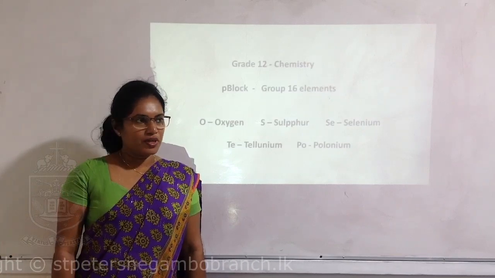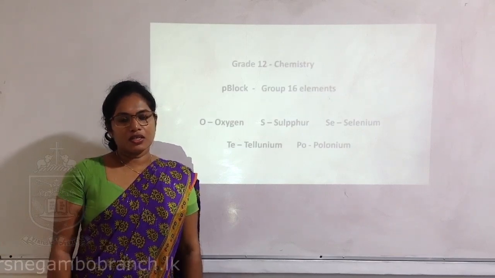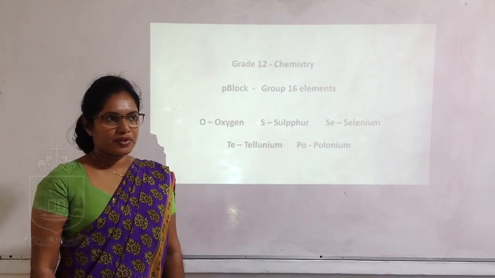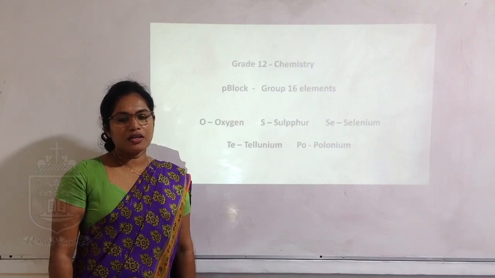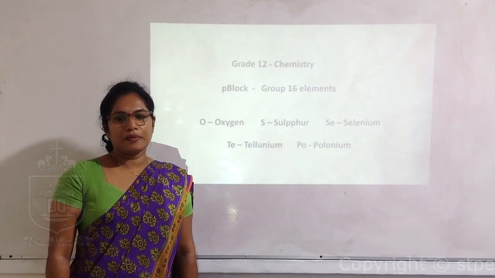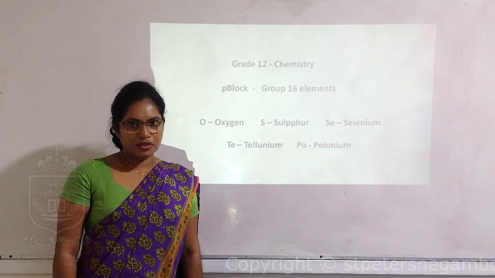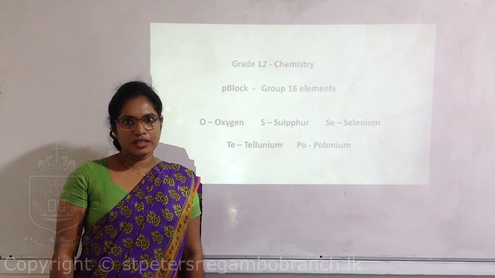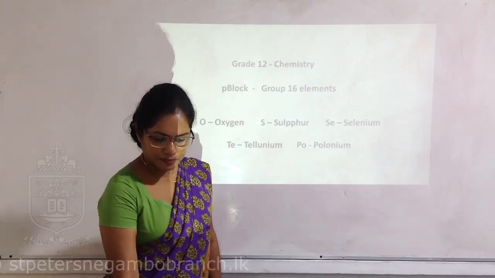In this lesson, we are going to discuss the p-block group 16 elements. The elements are oxygen, sulfur, selenium, tellurium and polonium. First of all, I want to show you the content of our lesson.